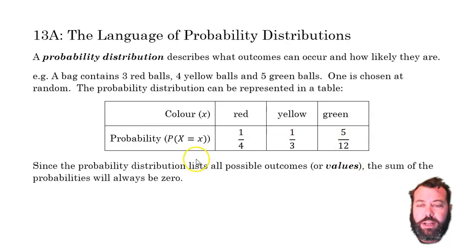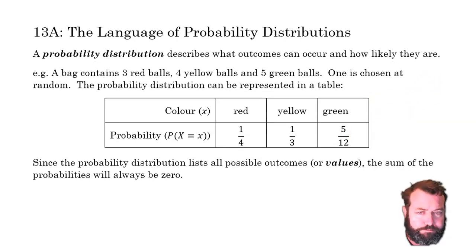Now, it's important to recognise here that because this is listing all of the possible values, the sum of the probabilities will be 1. Okay, so these probabilities here will always add up to 1 for a probability distribution. That's an important thing to remember. That'll help us solve some problems.